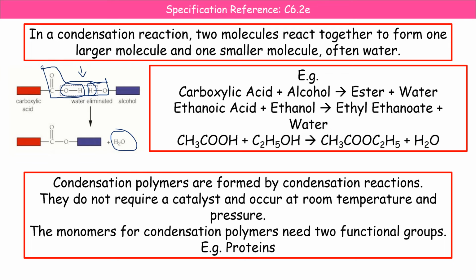Now what we find is our condensation polymers are formed through a condensation reaction, and they don't require a catalyst and they occur at just room temperature and pressure. One thing they do need though are monomers with two functional groups. And that's been a question before. How many functional groups do the monomers of a condensation polymer need? 2 is the answer.